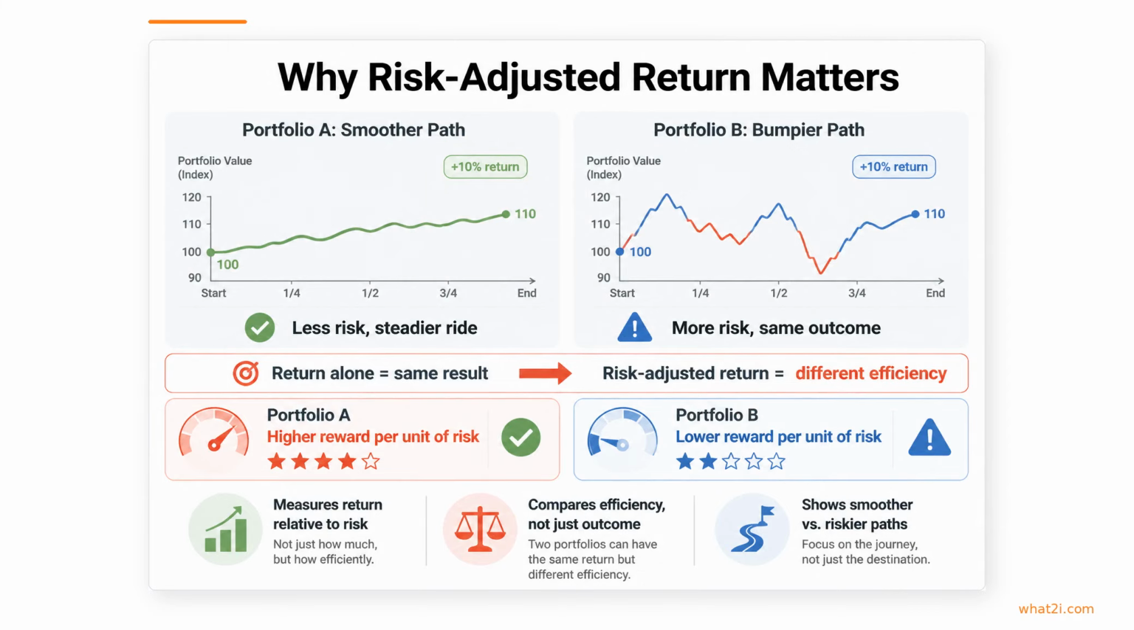was along the way. Risk-adjusted return helps us compare how efficiently different portfolios turned risk into reward, so two portfolios with the same gain may not be equally impressive. In general, the smoother path has earned that return more well.